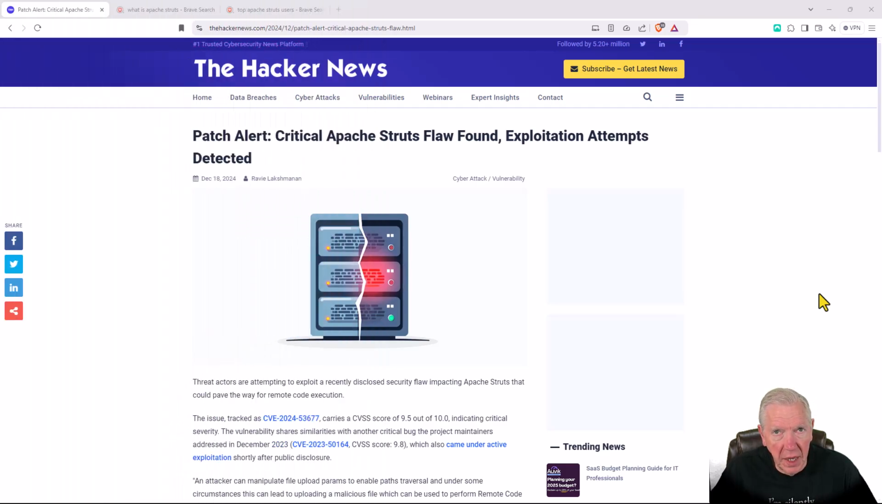So here's the thing. I'm out there reading my favorite news sites. I have a bunch of news sites I look at every day. And one of them is the Hacker News, and so I'm reading it. It's thehackernews.com. And I notice this article, and the article says, Patch Alert, Critical Apache Struts Flaw Found, Exploitation Attempts Detected. This was as of December 18th, so it's really, really recent.